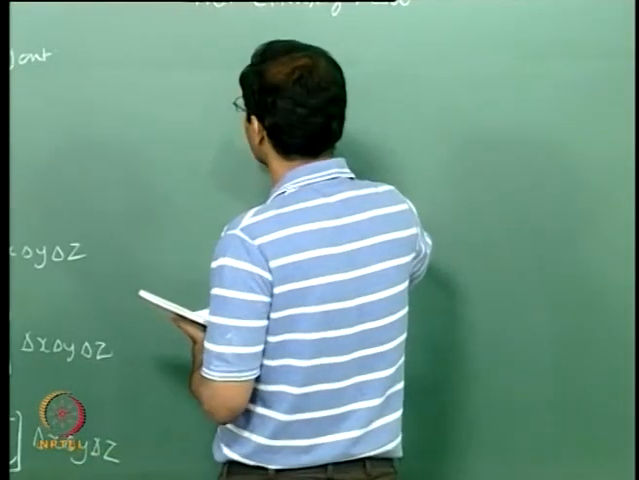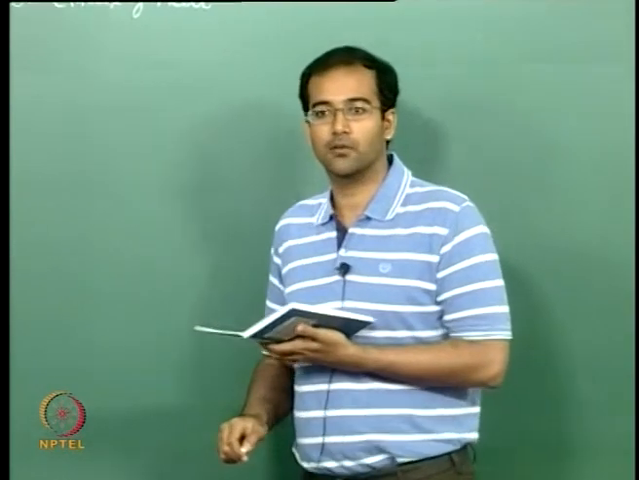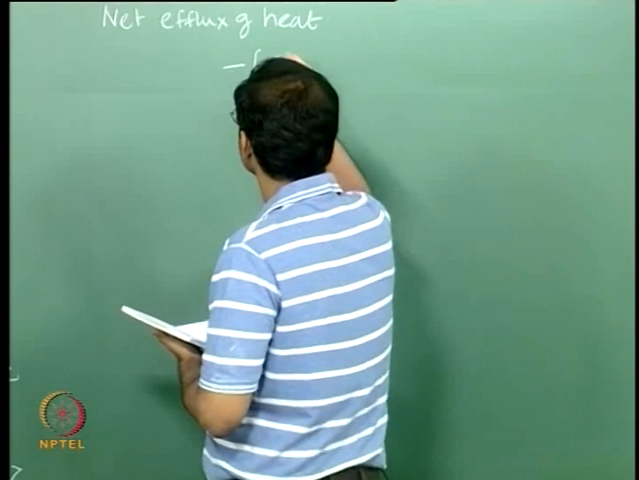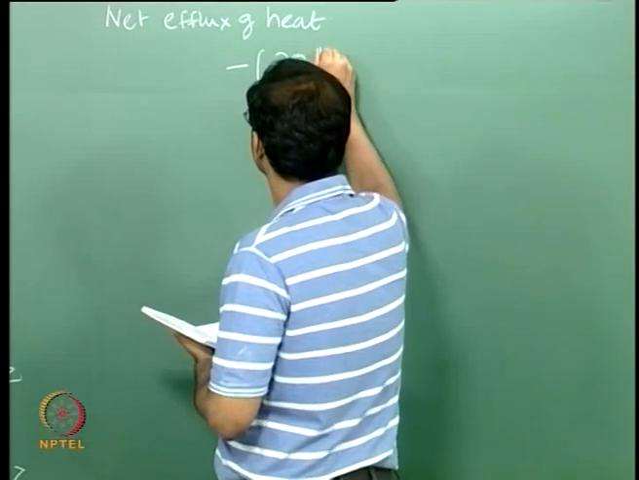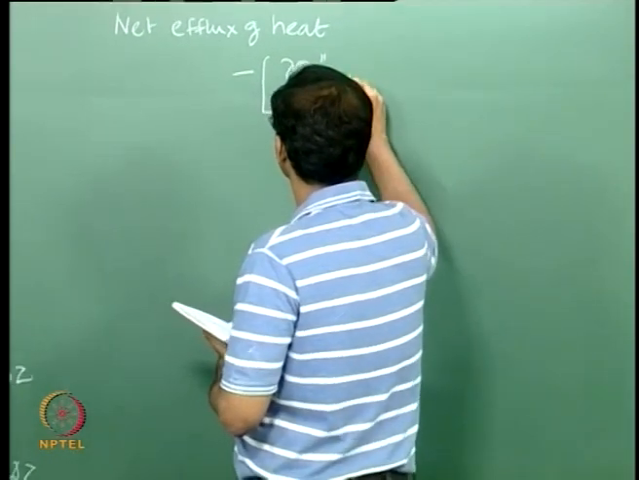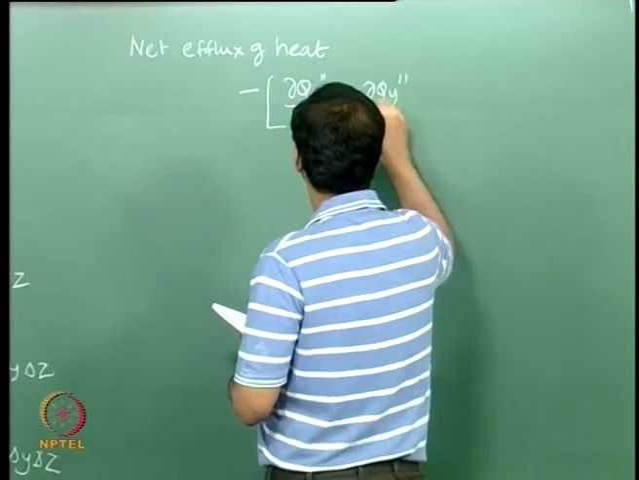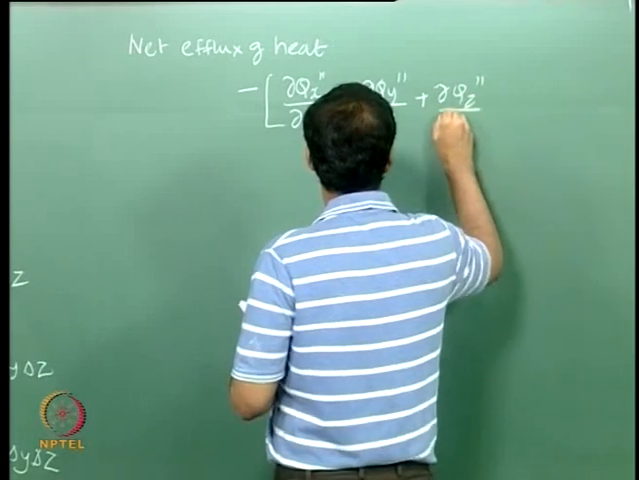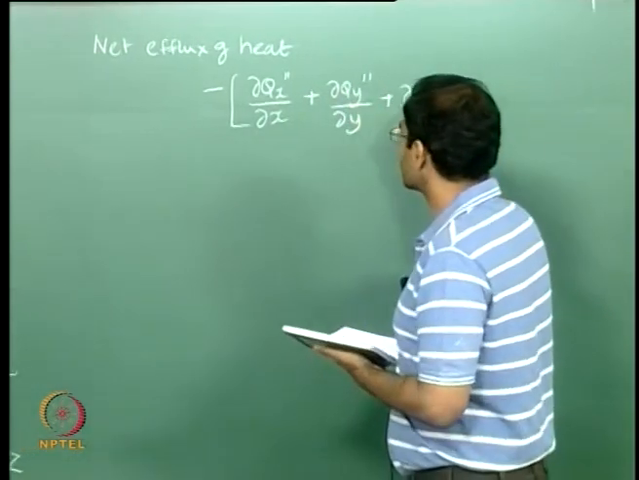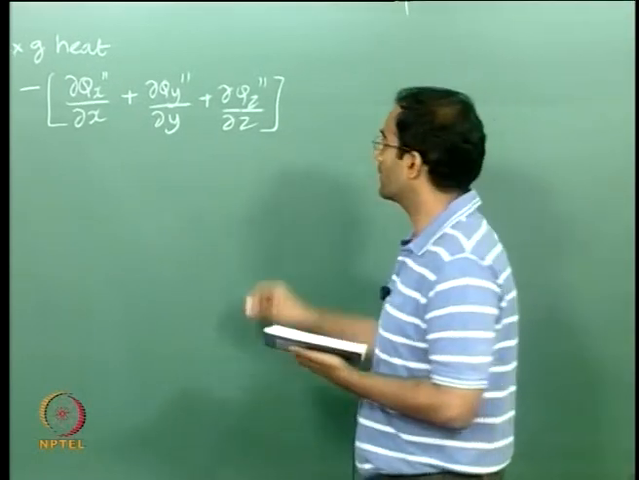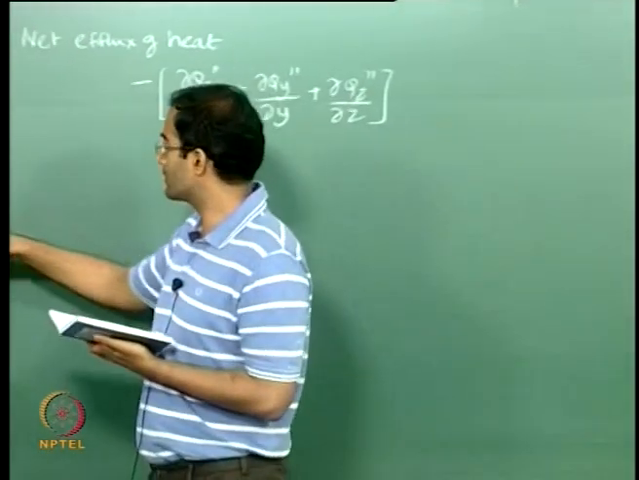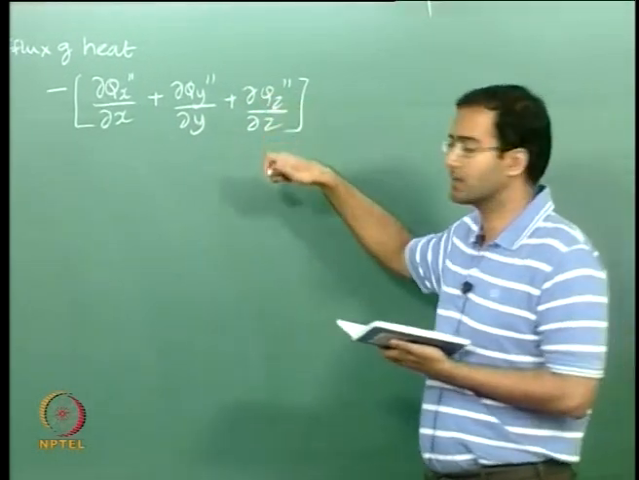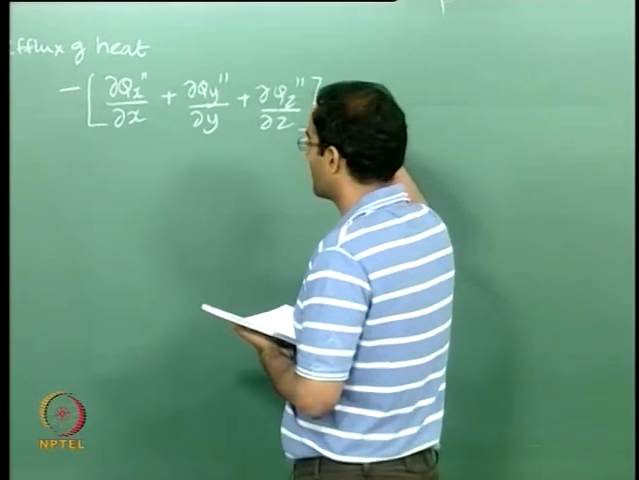okay, let us write it down. Can you say probably how it should look? Minus of dqx double prime by dx plus dqy double prime by dy plus dqz double prime by dz. So these are your fluxes into the volume finally. Anyway, for each of these derivatives you have delta x multiplied by the area, so everything comes out as a volume. You have delta x, delta y, delta z.